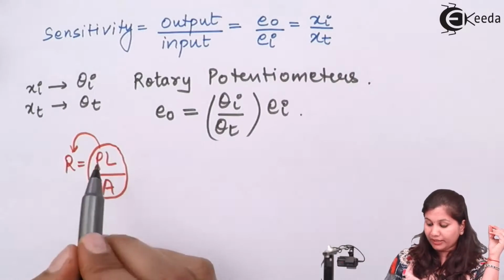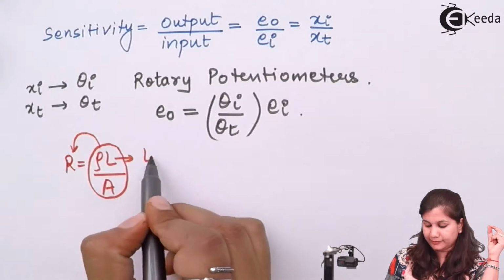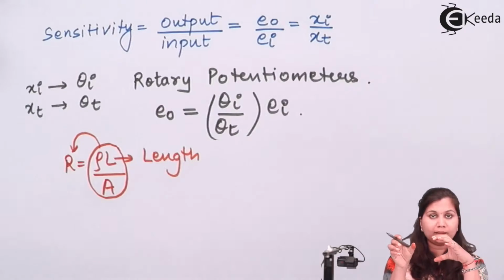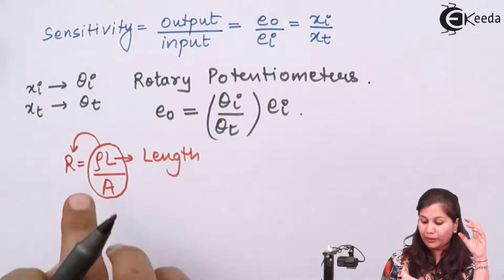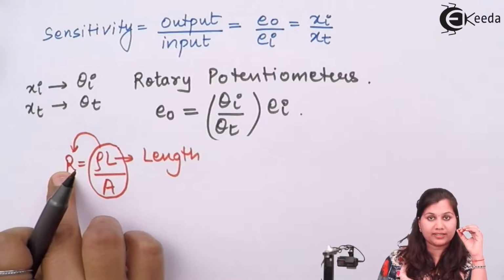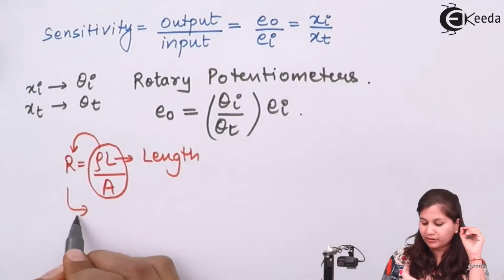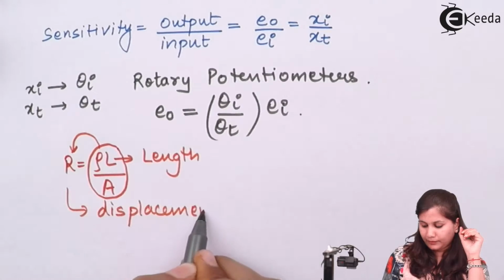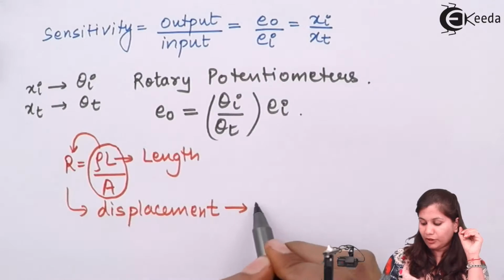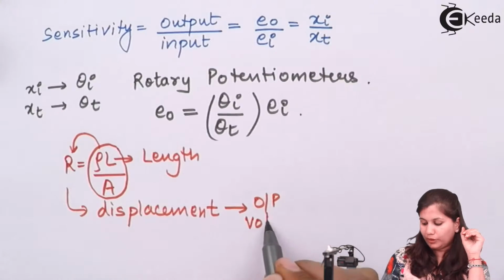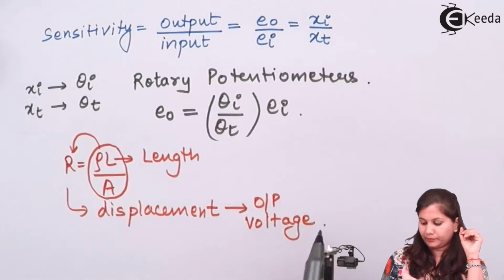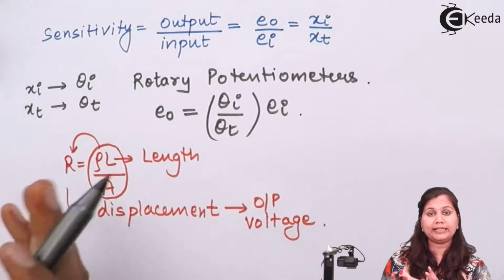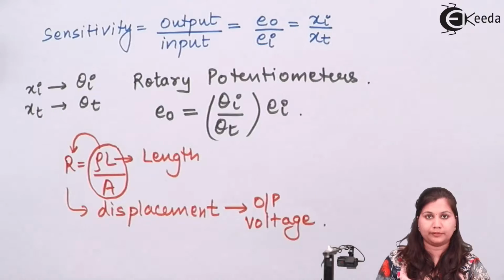So here we have changed the length. We have changed the length of the conductor by moving the sliding contact. So by changing the length, we have changed the resistance, and through that we are measuring the displacement. And this displacement is converted into the output voltage. Because it is using the resistive principle, that is why it is called an electrical resistive transducer.